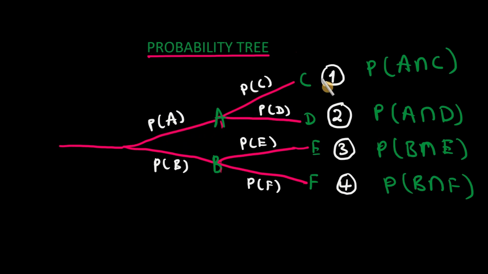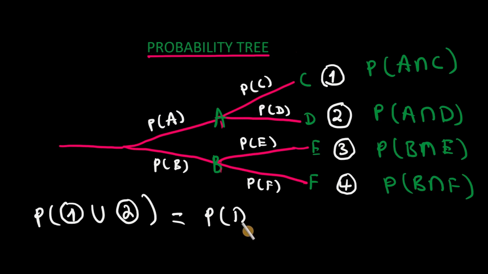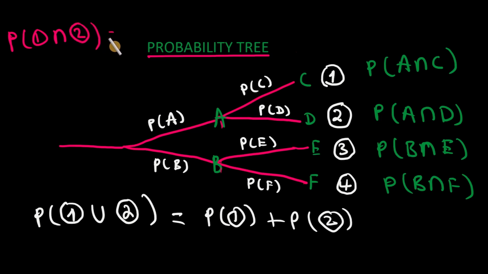You also have to know that from one branch to another, we talk of OR, or union. That is, to combine branch 1 and branch 2, we talk of OR. That is, the probability of branch 1 union branch 2 is equal to the probability of branch 1 plus the probability of branch 2. So you have to know that branches are mutually exclusive. Mutually exclusive means the probability of branch 1 intersection branch 2 is equal to 0. So that is why I only have the probability of branch 1 plus the probability of branch 2.